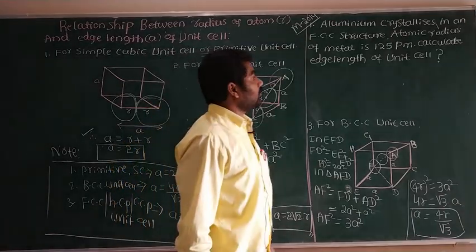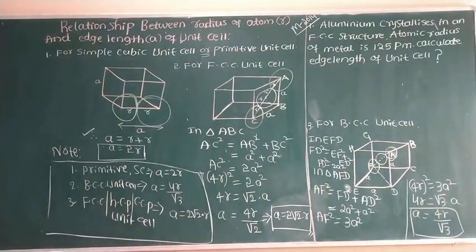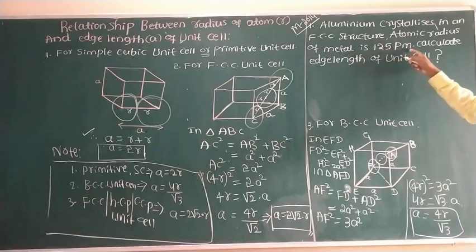Then calculate the edge length of the unit cell. Look carefully at what the problem has given. Go through the problem. Aluminum crystallizes in an FCC structure, atomic radius of the metal is given. What value is given? 125 picometer. Full point. Calculate the edge length of the unit cell.